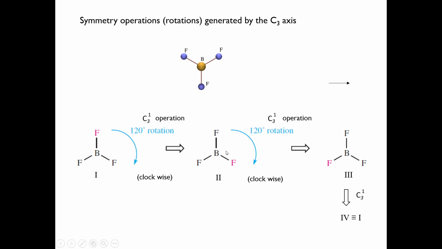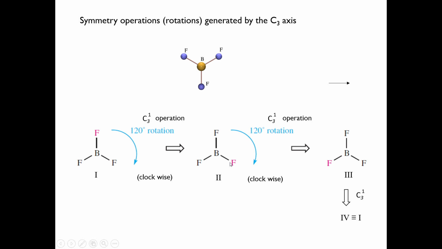It gives you configuration 2, in which you can see that the fluorine has just moved to the right side and reached this position. Unless we color it, we won't be able to recognize the difference. So this is some kind of labeling. The configurations 1 and 2 are equivalent.